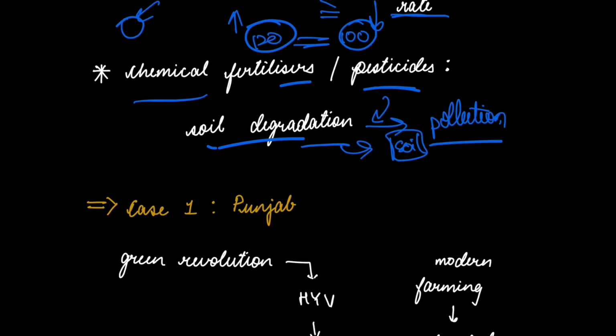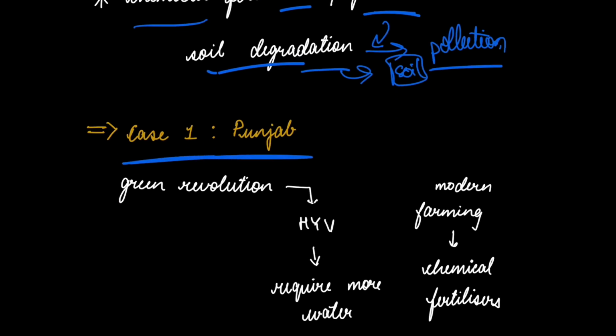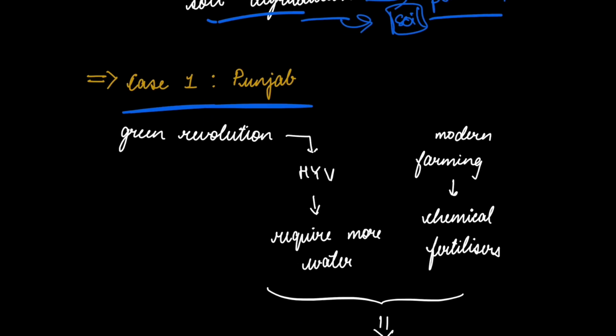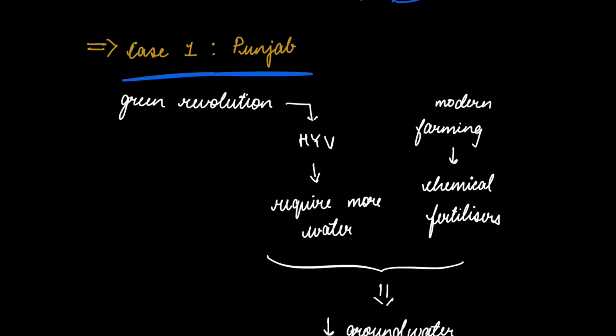So the first case they have cited is about the Punjab case. So what is it? In Punjab, or the whole of India, not just Punjab, this situation is happening in the whole of India. So what is it? The Green Revolution was introduced.